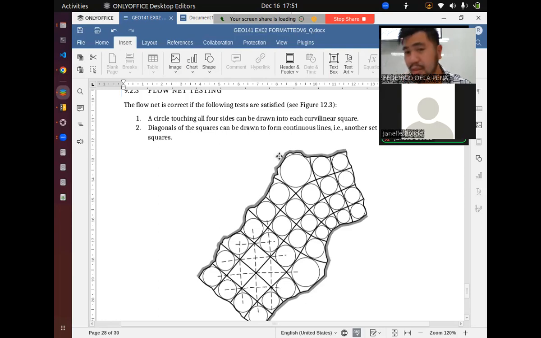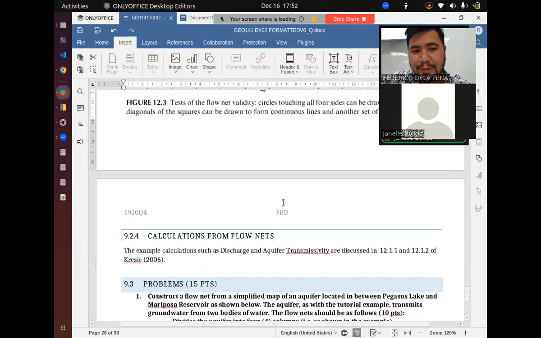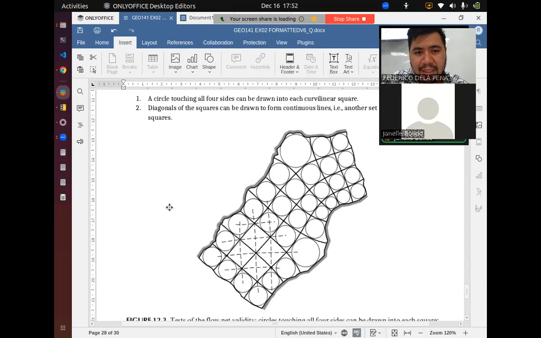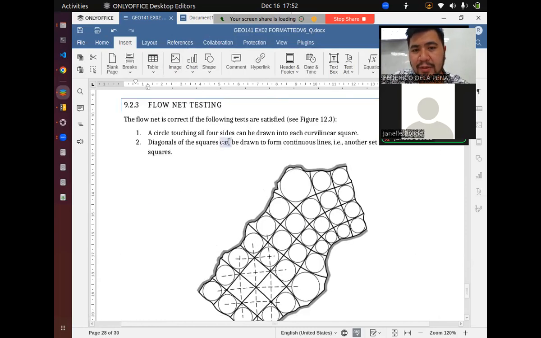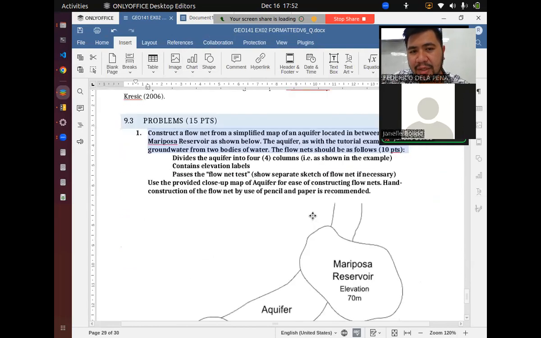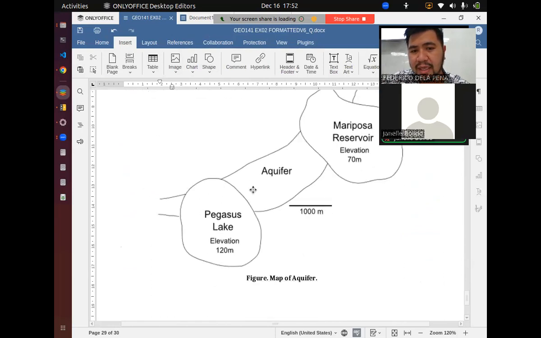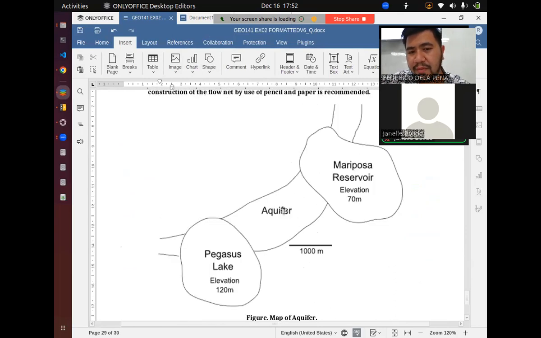So anyway, yun yung flow net. So basically, just follow the tutorials here kung paano magbuo ng isang flow net. And then after that, pag nagawa nyo na yung flow net ninyo, may isosolve kang problem dito. Okay, so meron kang dalawang reservoir dito and connected sila by an aquifer.